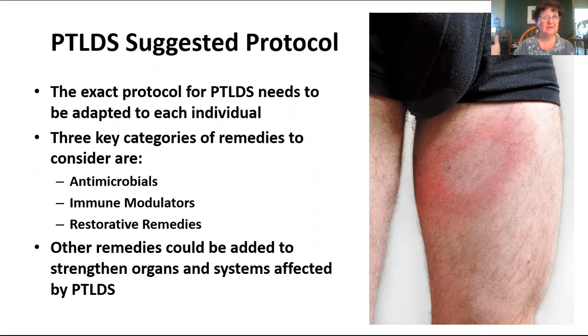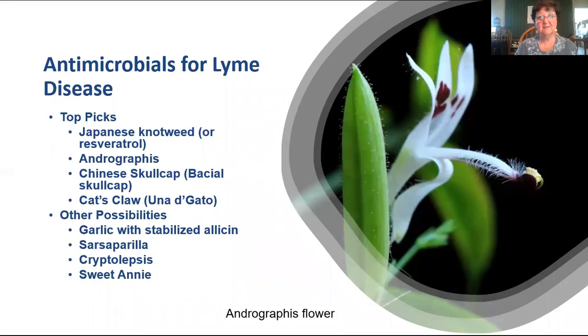That's what bone broth does. It's a great builder, a tonic for the body. And other remedies should be added to strengthen organs and systems affected. So like hawthorn: if your heart is being affected by this bacteria, then hawthorn is one of the suggested remedies.